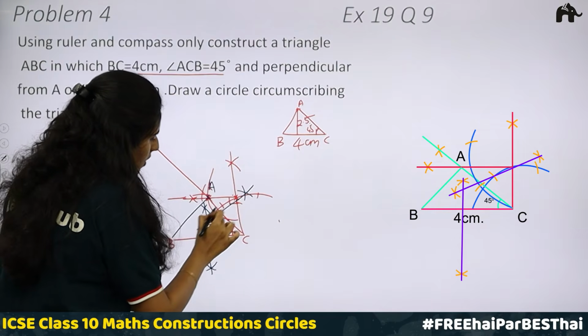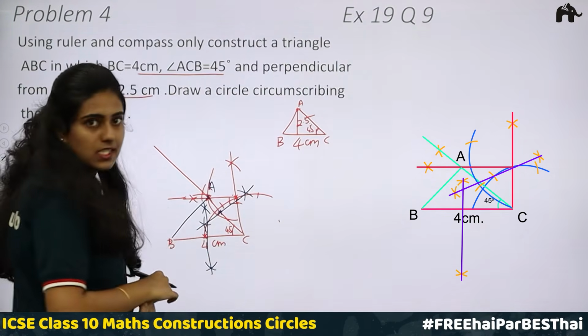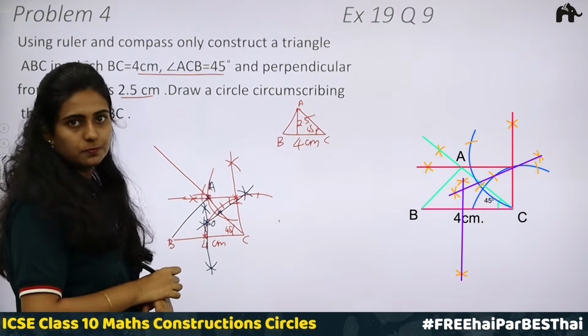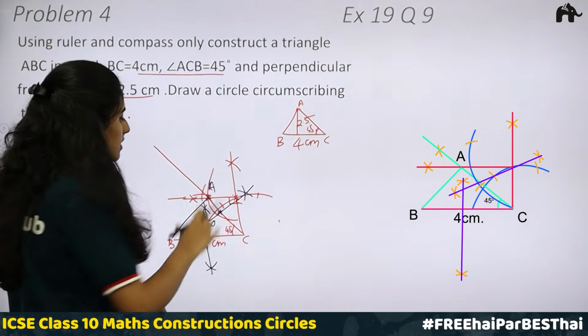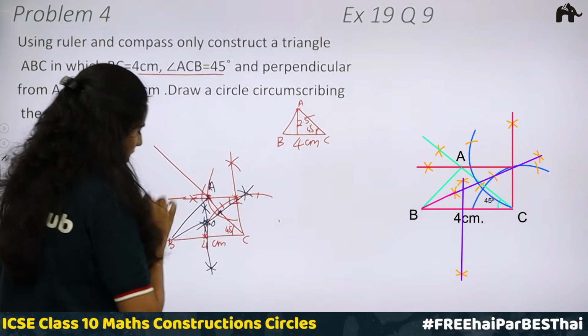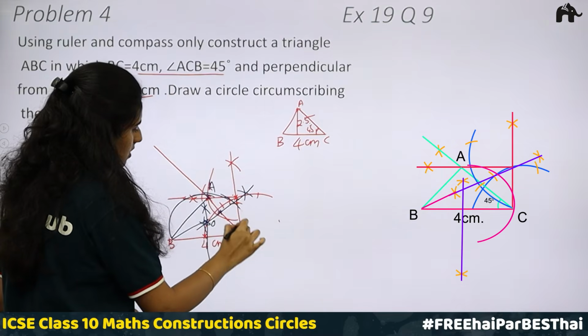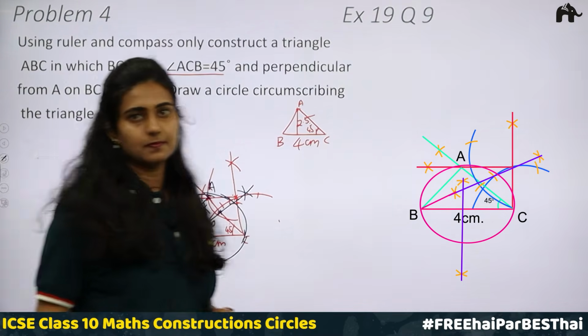So, here we have a point where both the perpendicular bisectors of side AC and BC meet. So, this is our circumcenter O. Now, taking OA, OB or OC as the radius, we can draw the required circle. I am taking OB as the radius. So, this is my required circle. Understood?